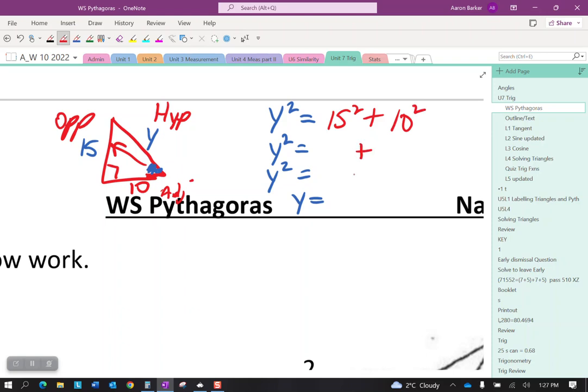Okay, so go ahead and square them, then add them together, then square root it. Okay, go ahead. Use your calculators.